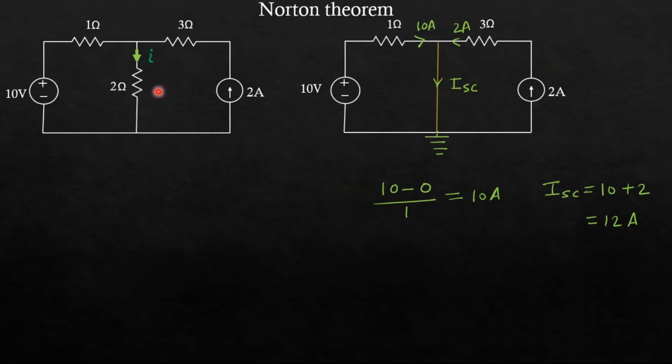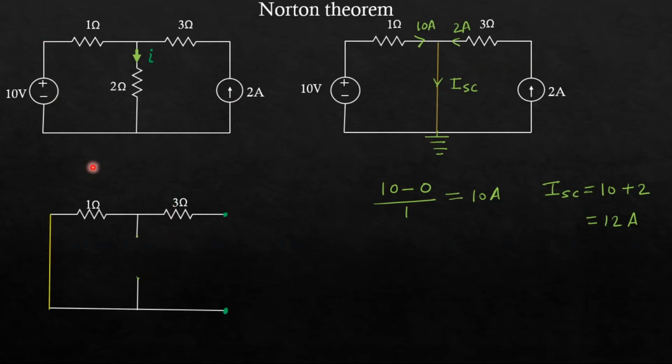Now for Norton's resistance, the procedure is the same as that of Thevenin's resistance. For that, I will have to short circuit the voltage source and open circuit the current source. Okay, I mean to say independent voltage source and independent current source. So I have short circuited this voltage source and open circuited the current source for calculating Norton's resistance at this terminal. Okay, at the load terminal.